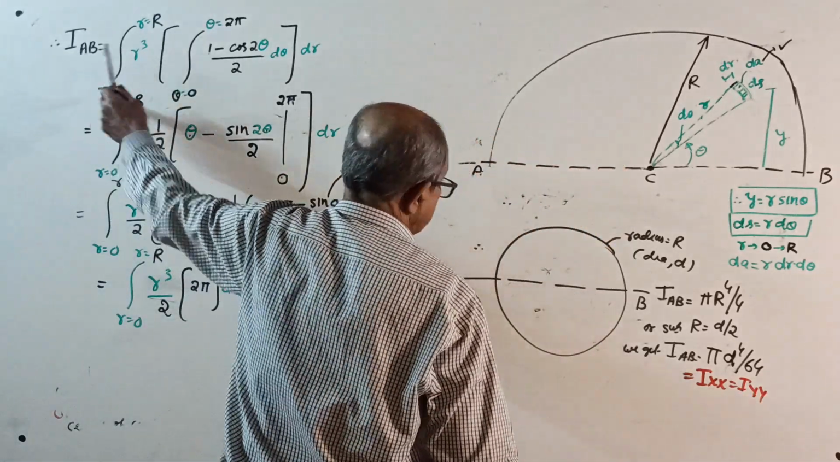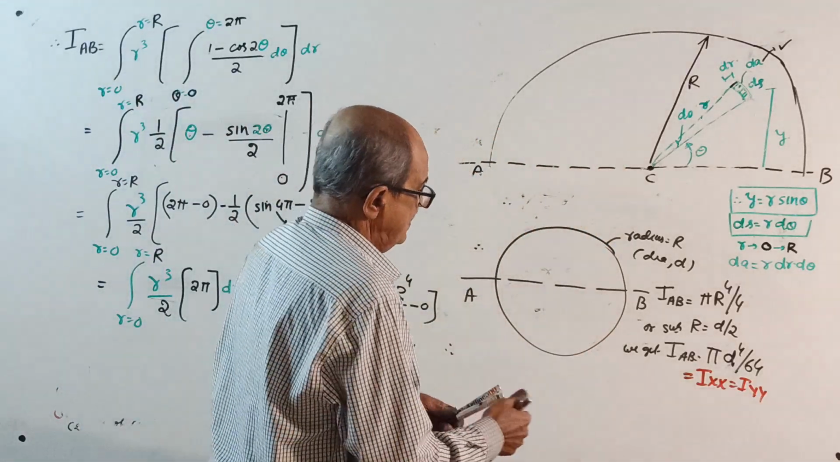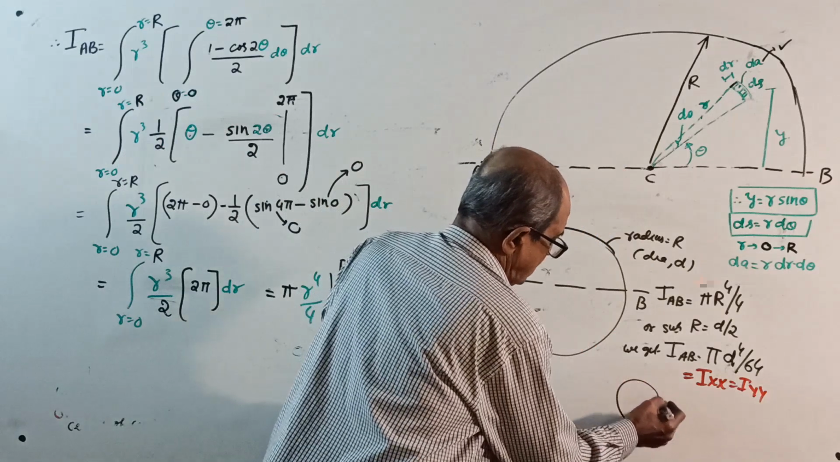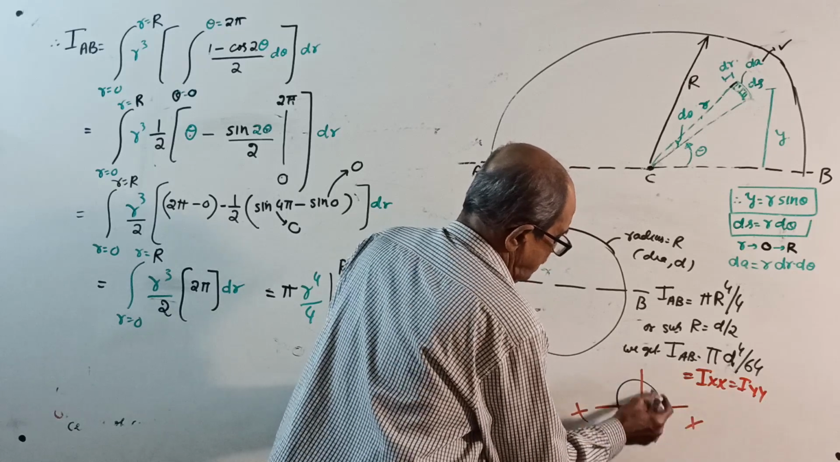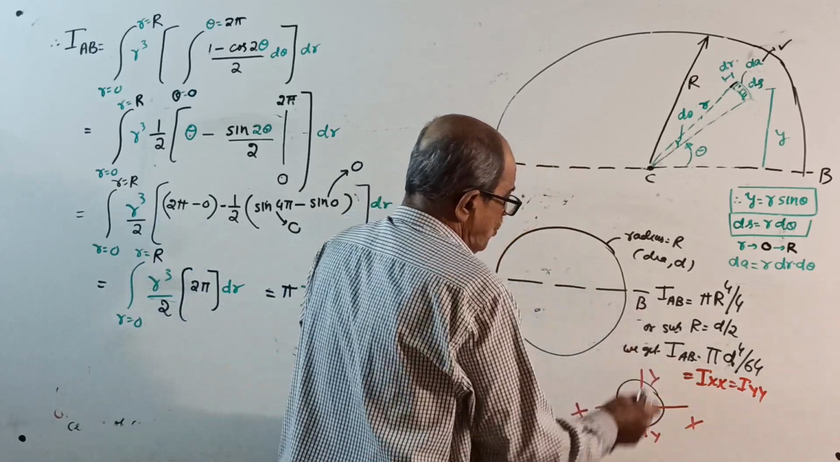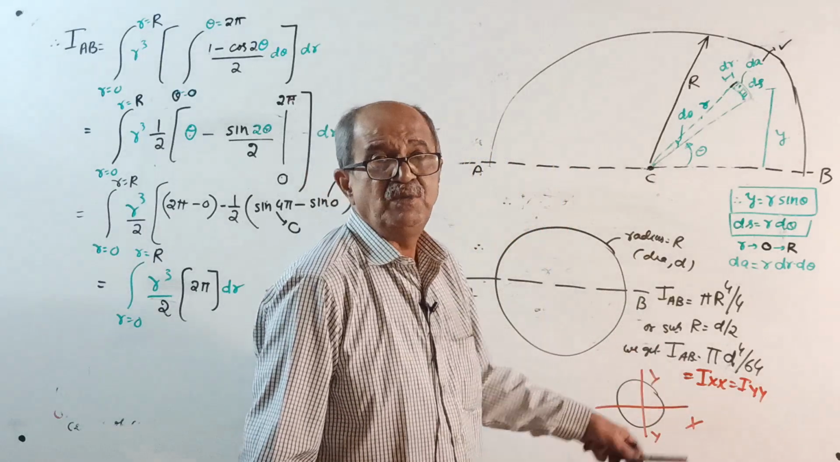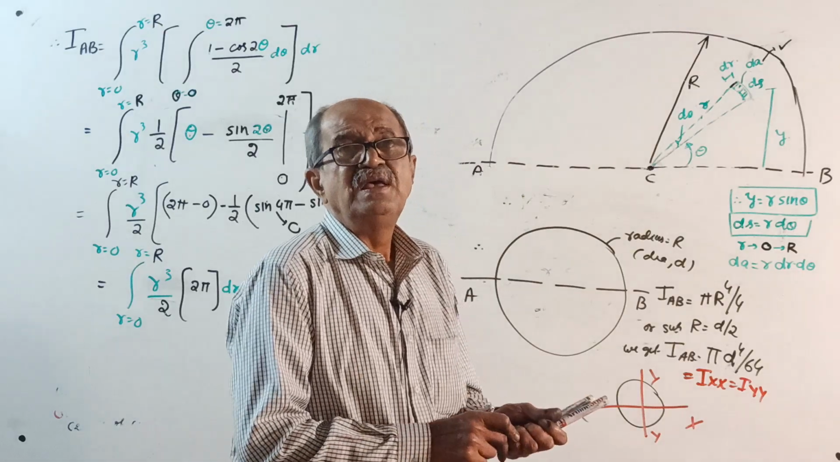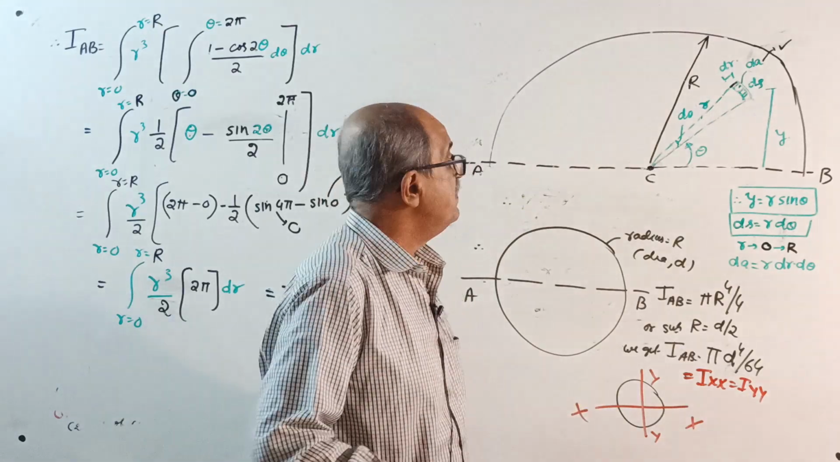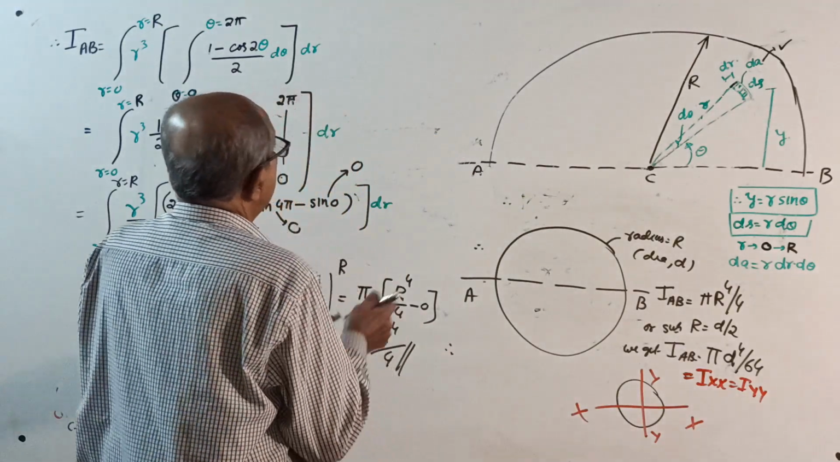The original sketch is not there now. See, now that is here. For a circle, this is XX, this is YY. Whatever IAB you got is equal to IXX, but we know that IXX equal to IYY. This is for circular area.